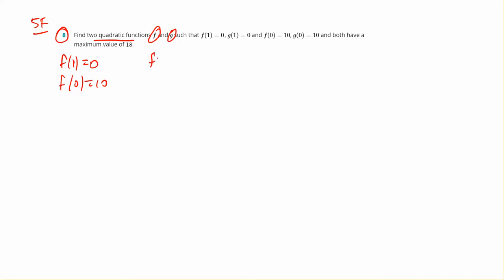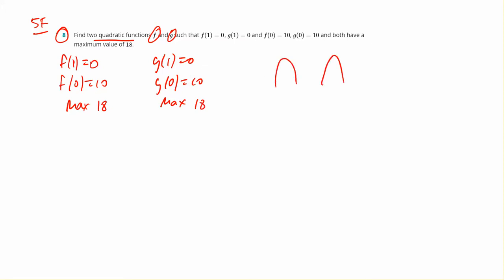g(1) equals 0 and g(0) equals 10. So you've got an x-intercept and a y-intercept, and also they both have maximum values of 18. Now, because we know they have maximum values, we know that both have this shape. Now, I can choose a model which is convenient.